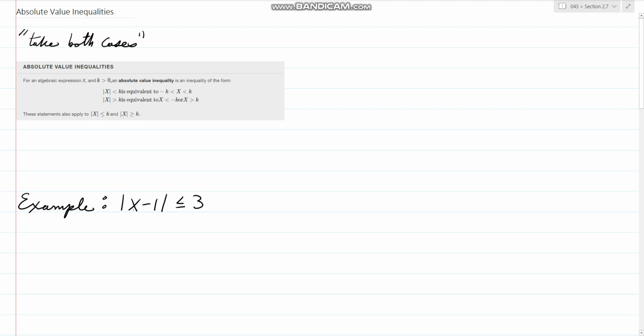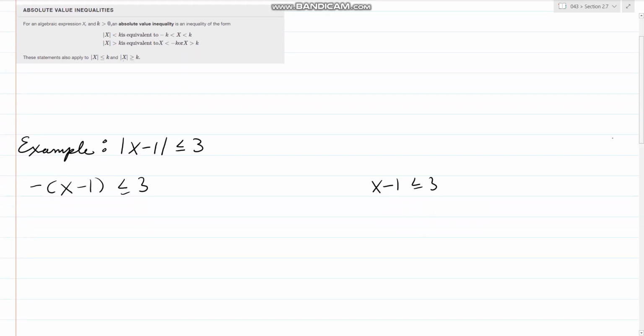In this example here, we have the absolute value of x minus 1 is less than or equal to 3. So I'm going to take both cases, and I'm going to show you what would happen. Now again, the absolute value turns negative numbers positive and leaves positive numbers alone. So what if the inside was negative? Let's look at that. And another thing that might happen is what if it was positive all along, and we need to see what happens for that. So distributing the negative 1 there, we have negative x plus 1 is less than or equal to 3.